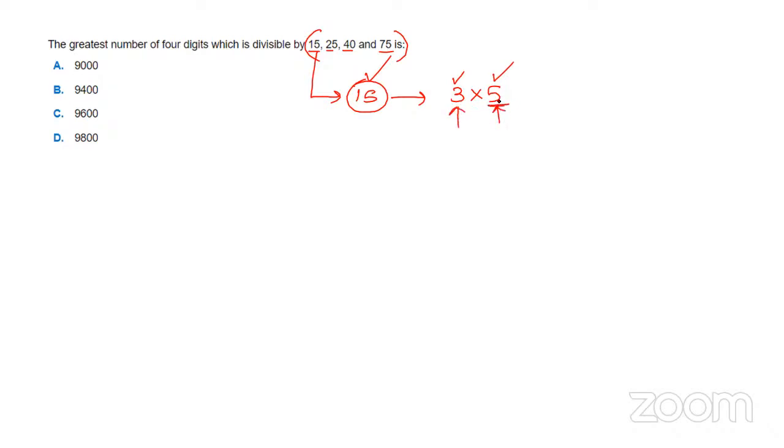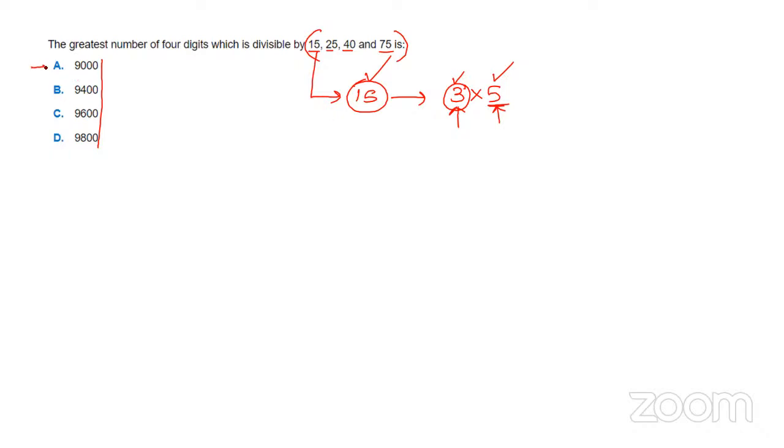What is the divisibility rule of 5? The ending should be either 0 or 5. The unit digit should be either 0 or 5. You can clearly see that in all the answer options, the unit digit is 0, so you have nothing to do with that. But what is the divisibility rule of 3? The sum of the digits should be divisible by 3. So when you add all the digits, the digit sum should be divisible by 3.